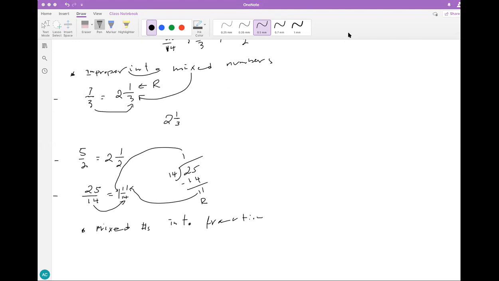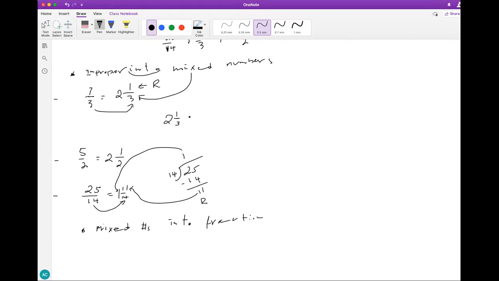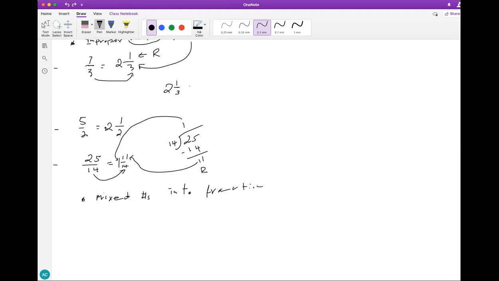And the remainder stays the same. So you do 2 times 3, 6 plus 1, 7. You bring the same number here, 3 stays the same. Same thing here with the 5 over 2. So to go back to the fraction, you times these two, 2 and 2, 4 plus 1, 5. You get this. And you bring the same denominator here.